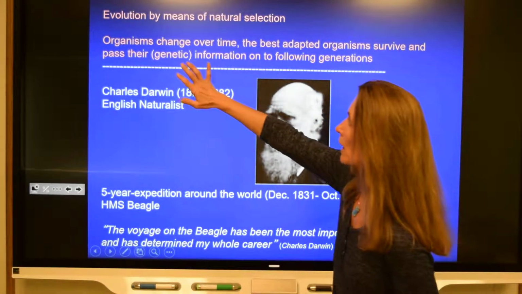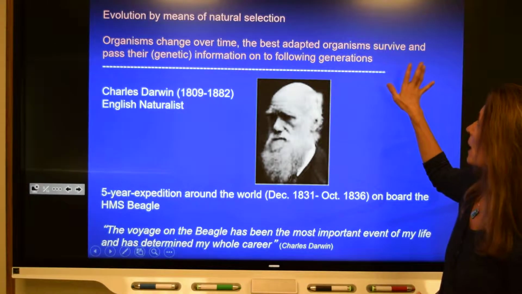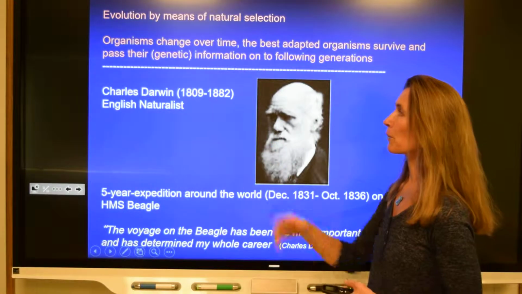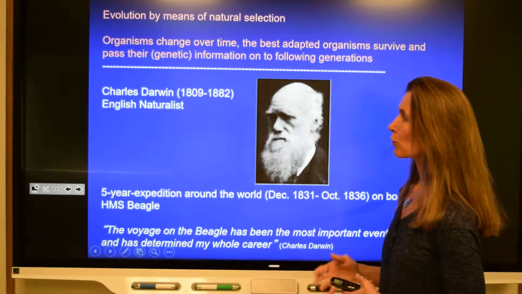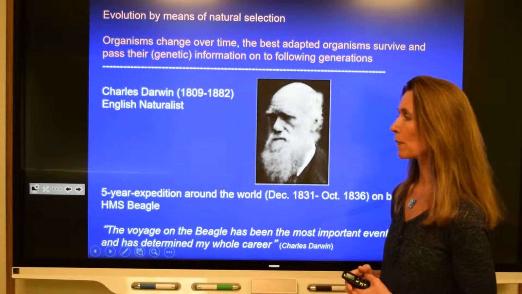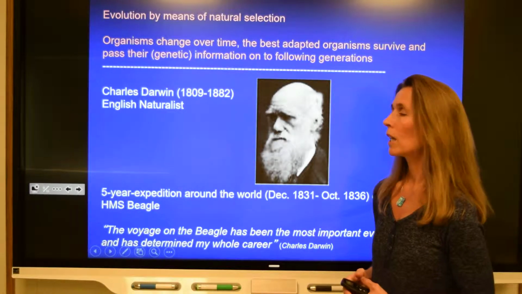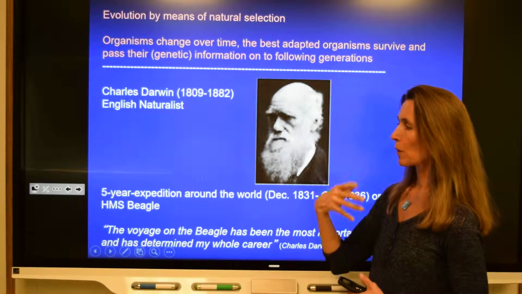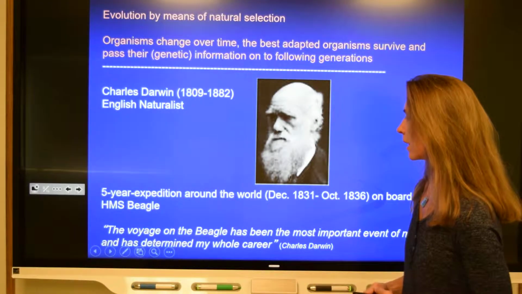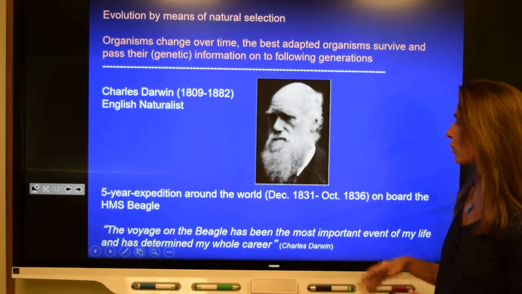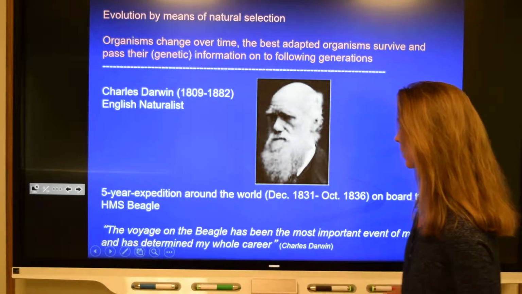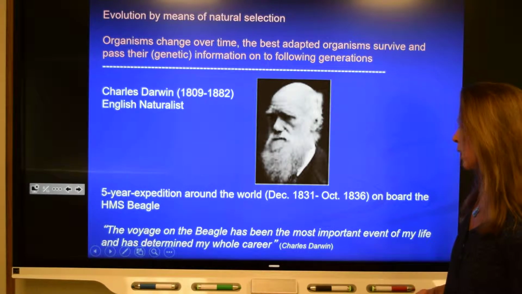So what he postulates is that organisms change over time, and the best adapted organisms survive and pass their genetic information on to the following generations. Charles Darwin lived from 1809 to 1882, and his most crucial findings that he summarized in his book, The Origin of Species by Means of Natural Selection, he collected on the Galapagos Islands, as part of his 5-year expedition on board the HMS Beagle from December 1831 to October 1836. He himself wrote that the voyage on the Beagle was the most important event of my life and determined my whole career.